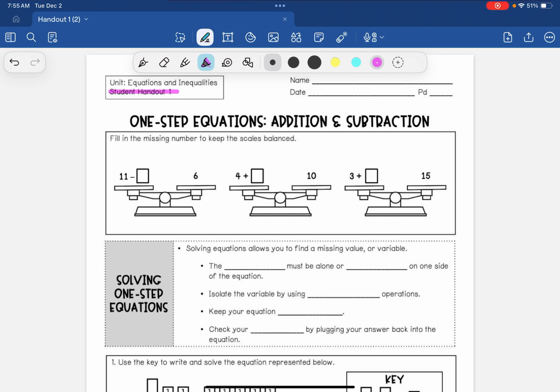So when we're solving one-step equations for addition and subtraction problems, it's like keeping the scales balanced. We want the same amount on each side. So if we look at our first scale here, we have 11 minus some number on the first side of the scale, and then on the other side of the scale we have 6. Well, we want to keep it even. So what would we have to take away from 11 to keep it even? Exactly 5. So 11 minus 5 would equal 6.